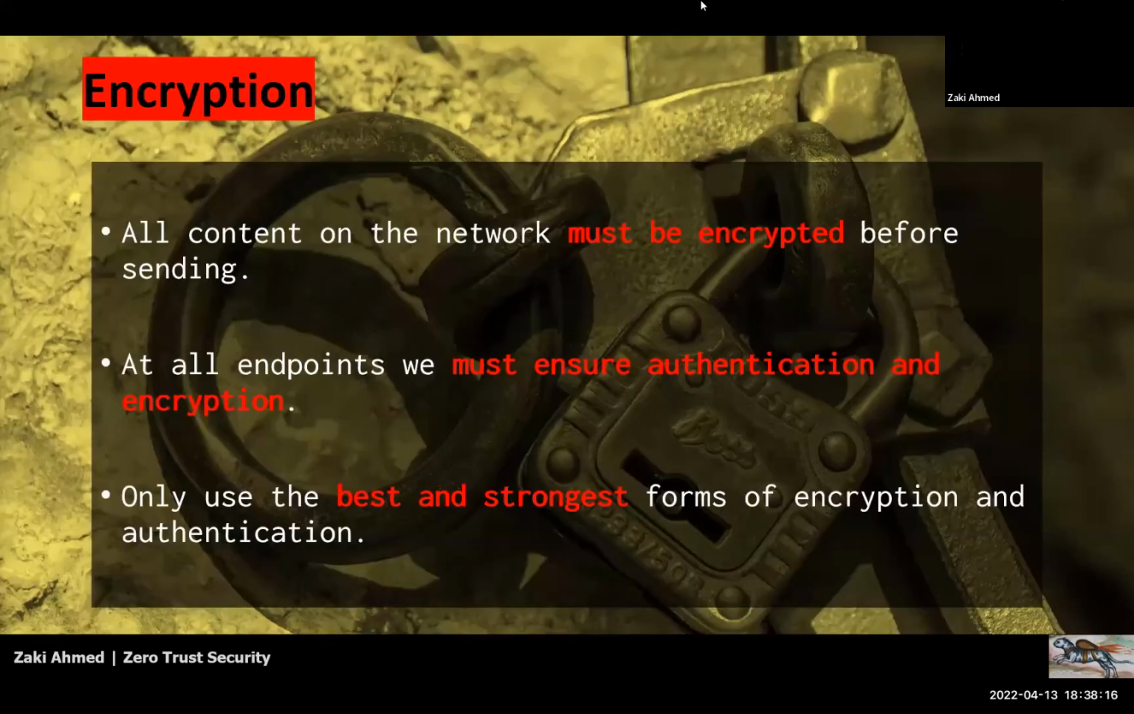Encryption. All content on the network should be encrypted before sending. All endpoints must ensure authentication and encryption. Only use the best and strongest form of encryption or authentication. For securing your assets, you can use mutual TLS. And with Windows, you can use IPsec, Internet Protocol Security, with domain isolation, and it can allow host-to-host encryption as well.